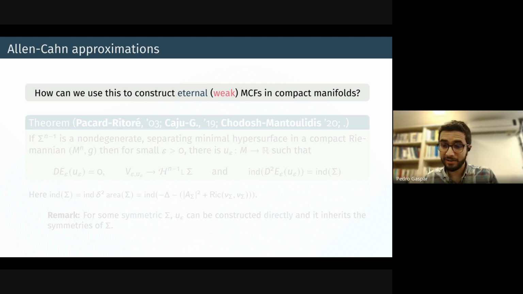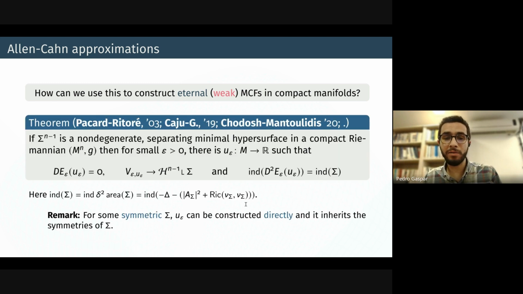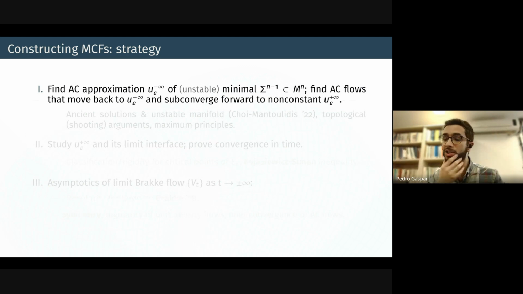Okay, perfect. I have a few things about how we can actually approximate a given minimal surface by solutions to the elliptic Allen-Cahn equation. But I want to skip that for a second to tell you more or less how the entire strategy looks. The idea is: take your favorite unstable minimal surface in a compact Riemannian manifold and find a solution for the elliptic Allen-Cahn equation that converges to that minimal surface as epsilon goes to 0. This is what we call an Allen-Cahn approximation of that surface.